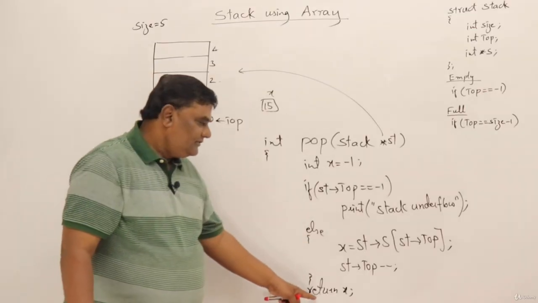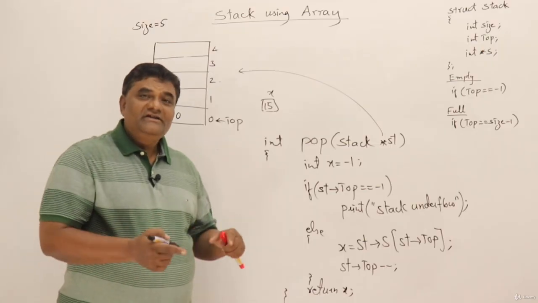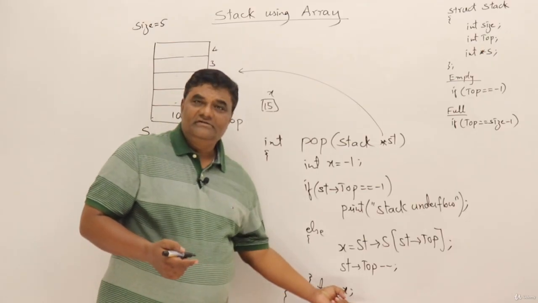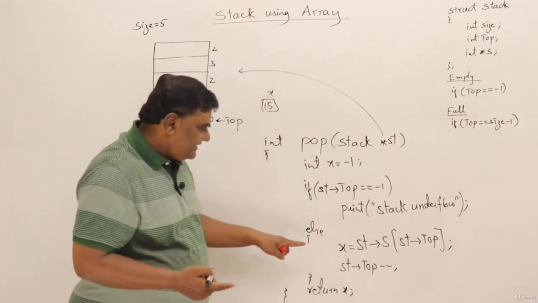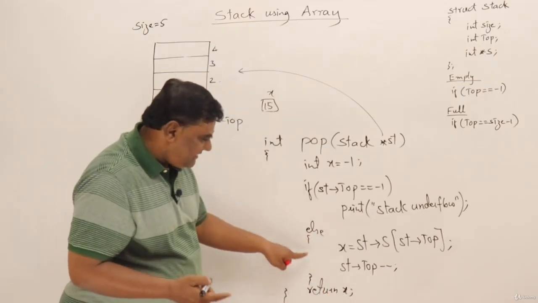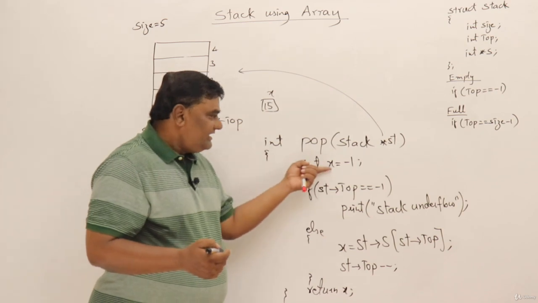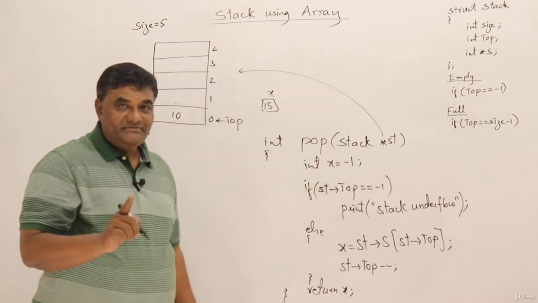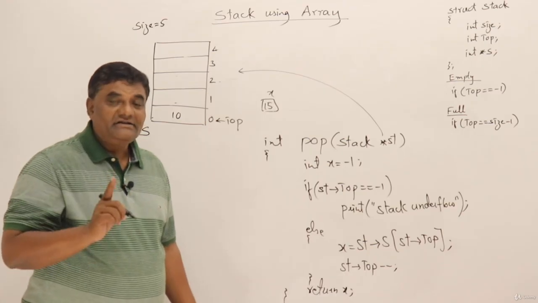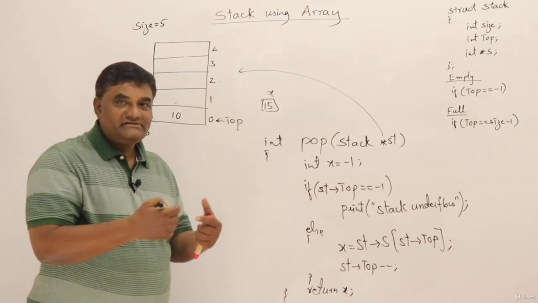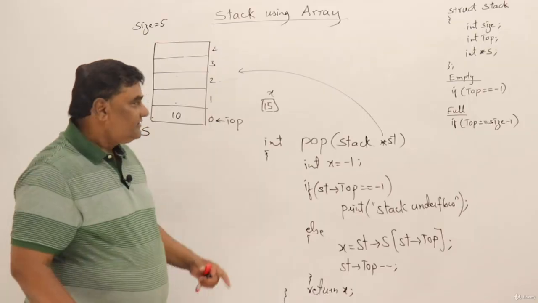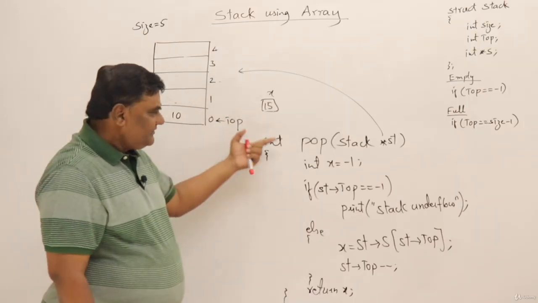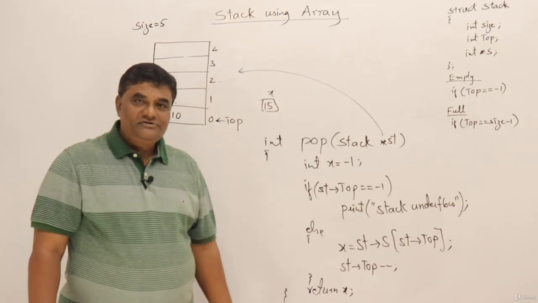So the value is returned. Now one more thing: if the stack is empty, then there is nothing to delete. Then what will this function return? It is returning x. If nothing is deleted, the else part is not executed, so it will return -1. If this function is returning -1, it means the stack is empty; there is nothing to delete. Otherwise, it returns the deleted value. Like here, we had 15, so we got 15. If nothing is there, then it will be -1 only. That's all about push and pop.